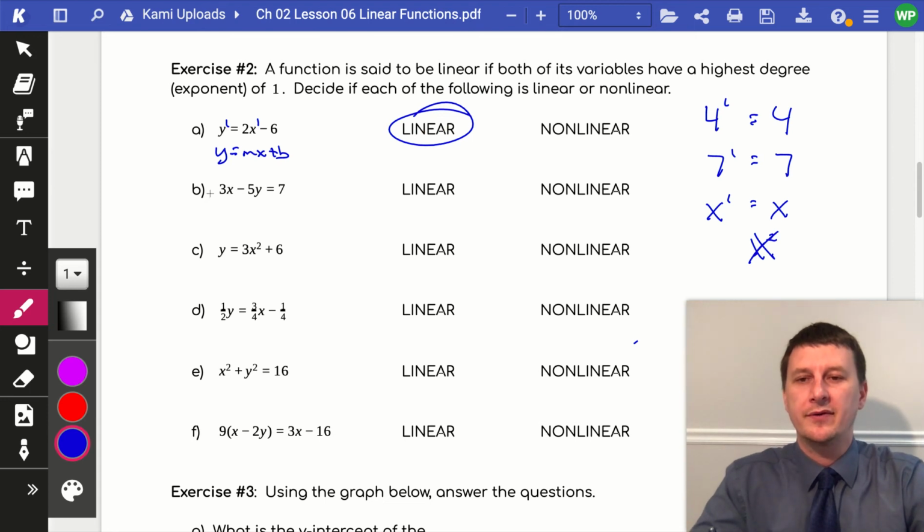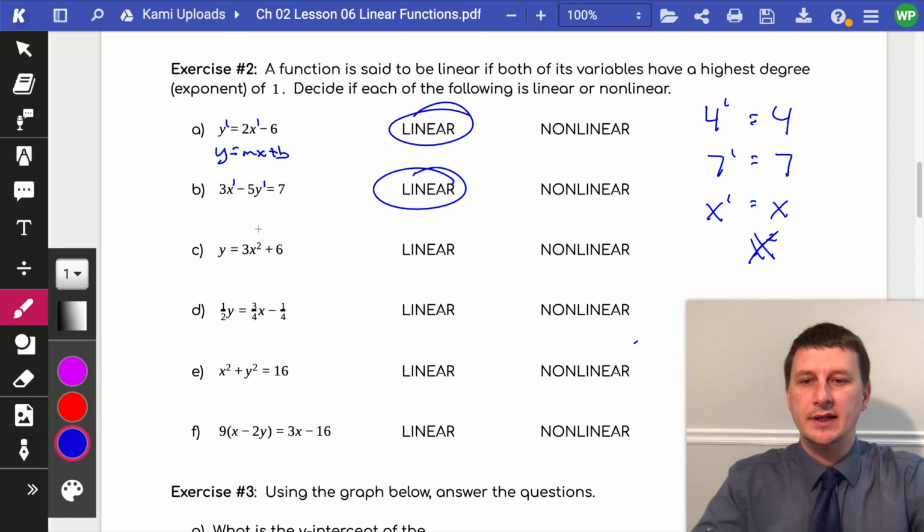Okay, in part B, we have 3x minus 5y equals 7. So again, the x variable has an exponent of 1. The y variable has an exponent of 1. So yes, this one is linear as well because it has a highest degree or exponent of 1.